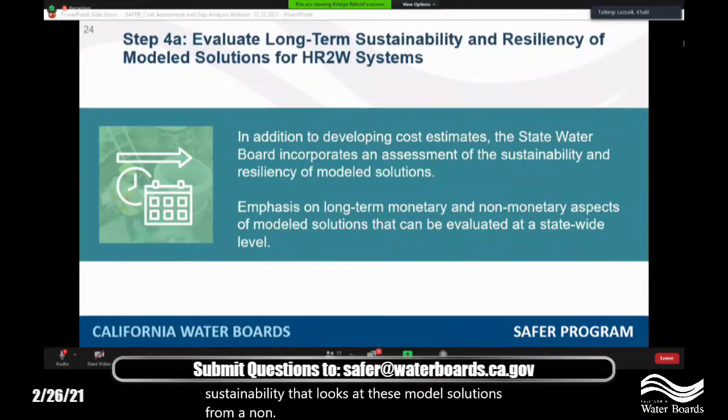I would like to note that the sustainability and resiliency assessment is not intended for site-specific decisions on which modeled solutions will be implemented on the ground. Rather, the objective of the assessment is to offer a broad level evaluation of solution feasibility and efficiency in the long term. Next slide, please.